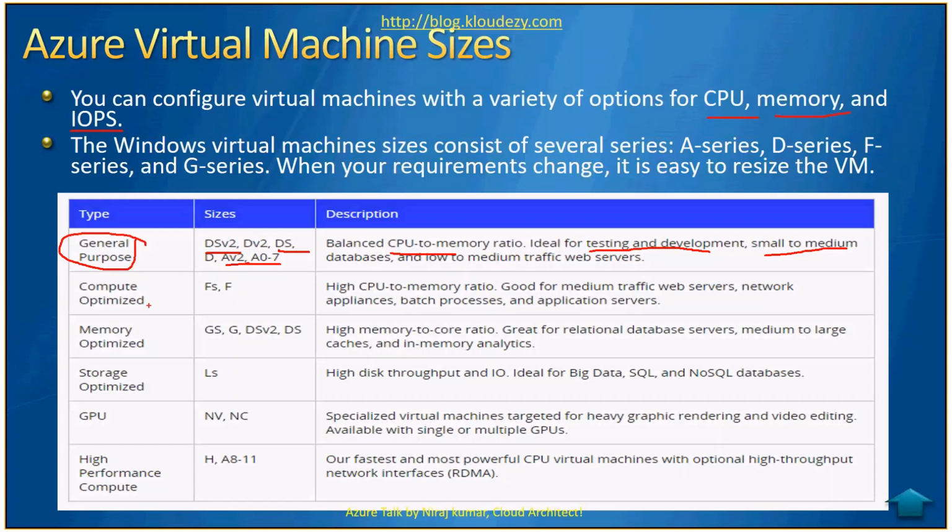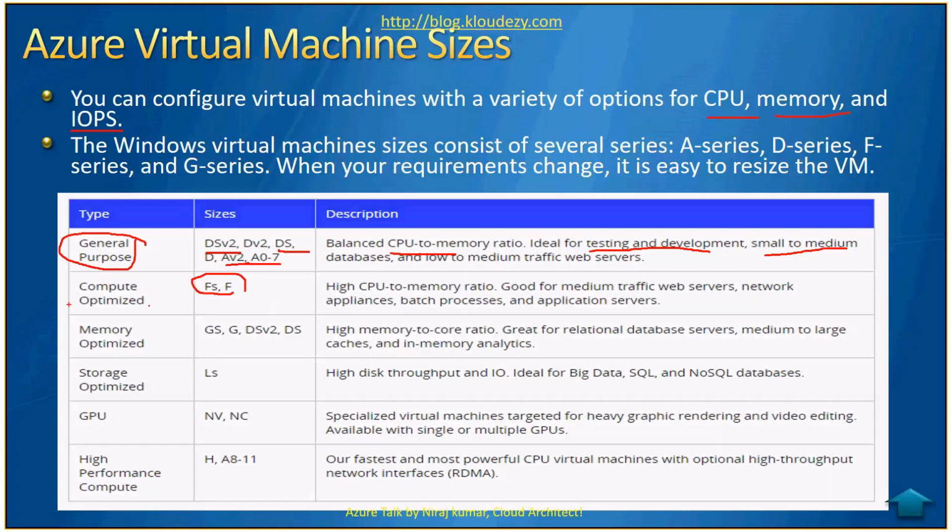The second one is compute optimized. That means if you have any workload which is compute intensive, where you need a lot of CPU cycles, in that case you will choose compute optimized, and F series is the compute optimized series for the VM. Any application which requires high batch processing, or an application server that you have, you will probably select compute optimized. In that case, you will get more vCPU as opposed to memory. In general purpose, the CPU to memory ratio is equally balanced, whereas in compute optimized, you have more CPU power than memory.